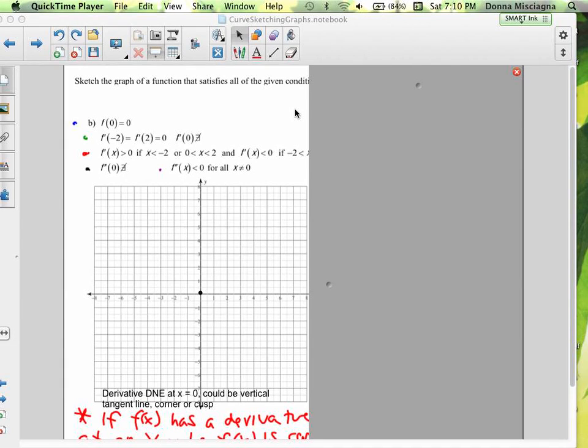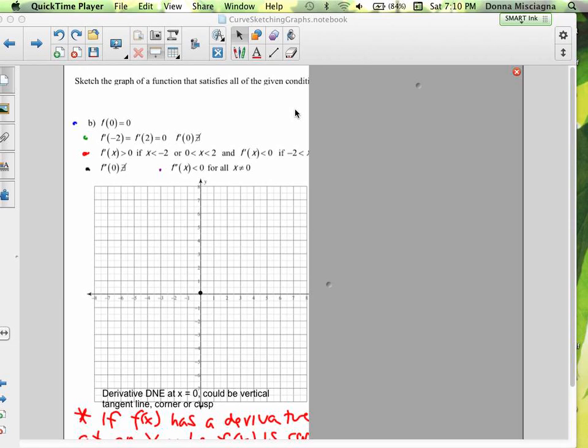Welcome to Curve Sketching Possible Graphs number 2. All right, so now on this one, I already have a lot of the writing up, but I am going to do the graph with you. It might go a little faster, especially because you've seen one of them, right? So you kind of have an idea how to interpret the information.